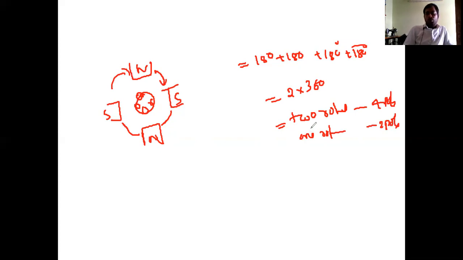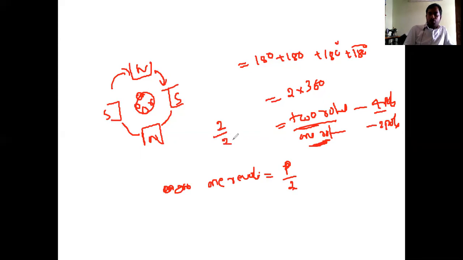If two poles are there, one revolution. One revolution for two poles, two revolutions for four poles. Nothing but the relationship is: one revolution is equal to number of poles by 2. For example, here the number of poles is 2, so 2 by 2 is equal to 1.